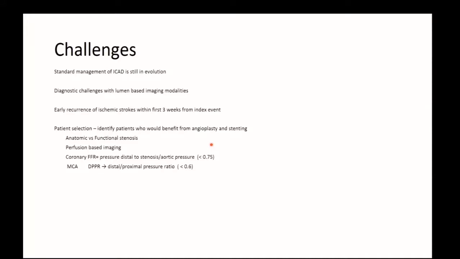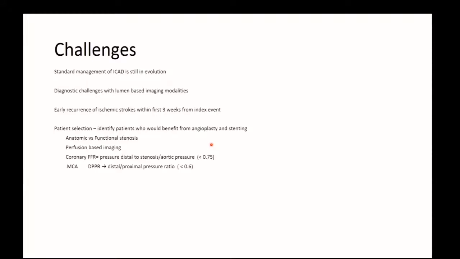All our studies are lumen-based imaging, but hopefully technology will pick up and we will be able to look into the arterial wall. And early recurrence of ischemic stroke within the first 3 weeks from the index event will be a challenge in the next few years.